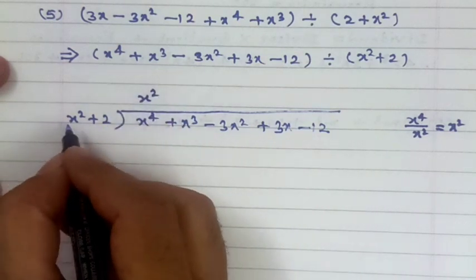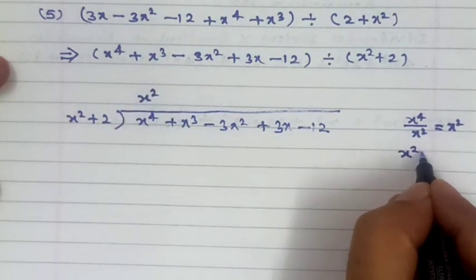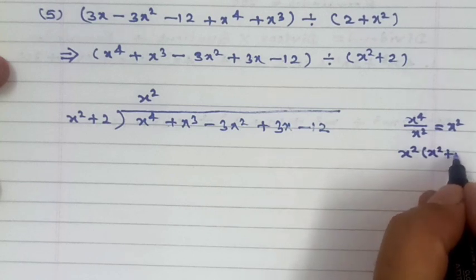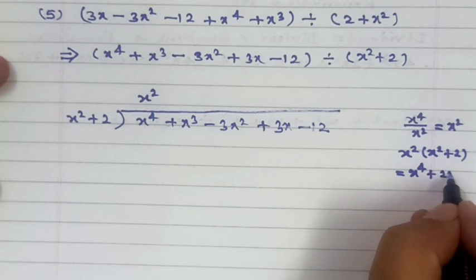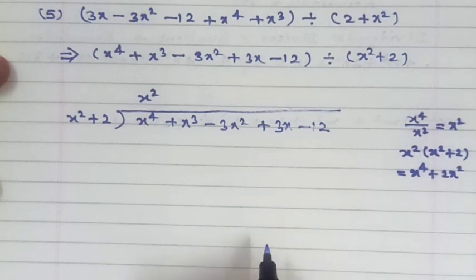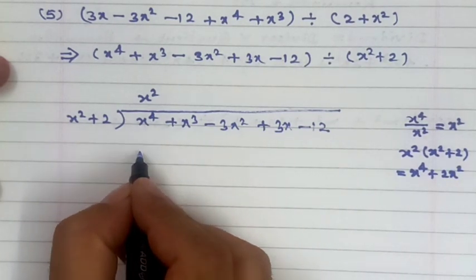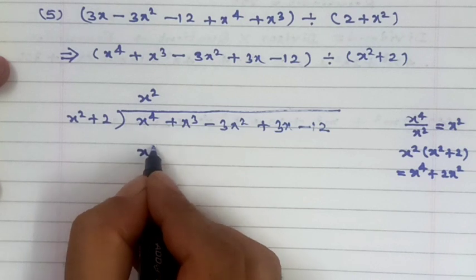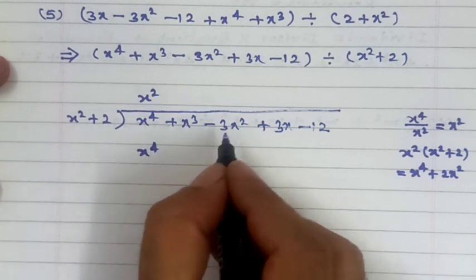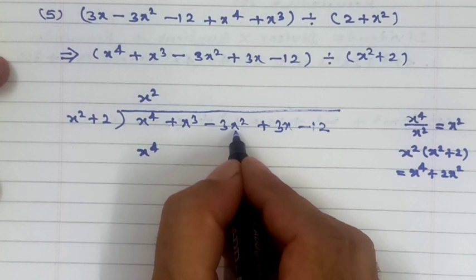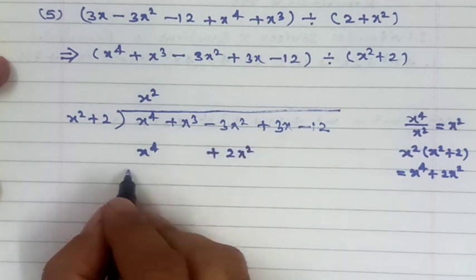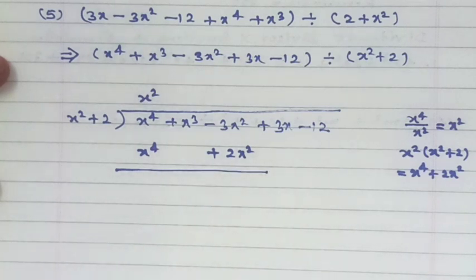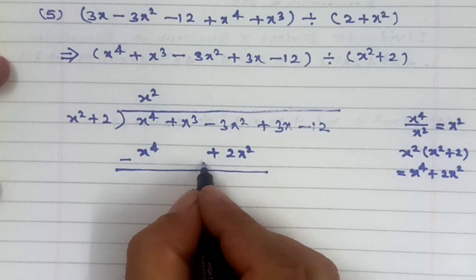Then try to multiply. When you multiply x square to x square plus 2, you will get x raised 4 plus 2x square. So right below x raised 4 and here it is 3x square. Below this you write plus 2x square and then subtract. When you subtract, sign changes.